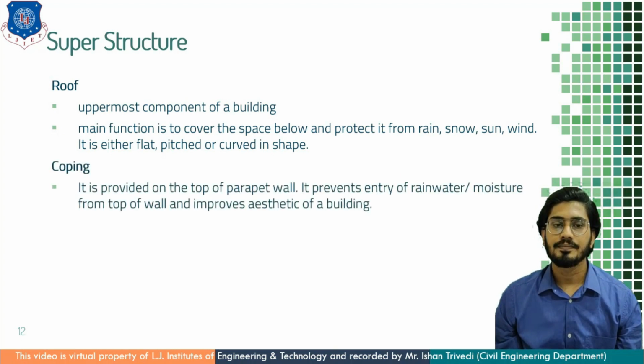Next is coping. It is provided on top of parapet wall. It prevents the entry of rainwater or moisture from the top of the wall and improves the aesthetic of a building.